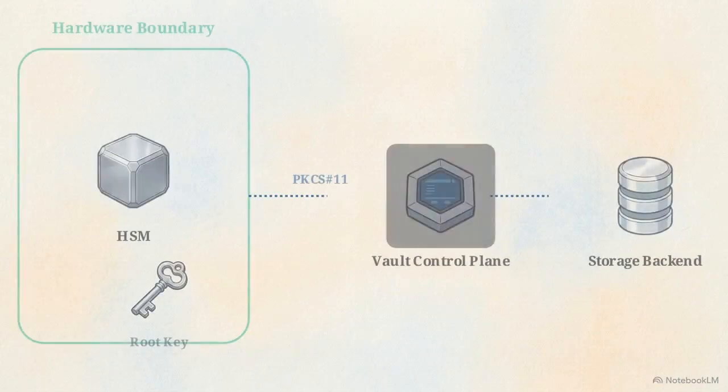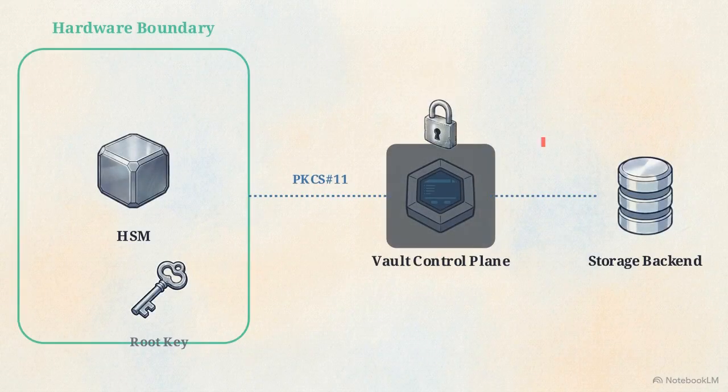Let's shift focus to the center control plane during a system restart. The Vault node powers on, but starts in a sealed state. Vault knows where its storage backend is located, but lacks the cryptographic master key required to read the data. Without automation, the system is deadlocked, requiring manual intervention.